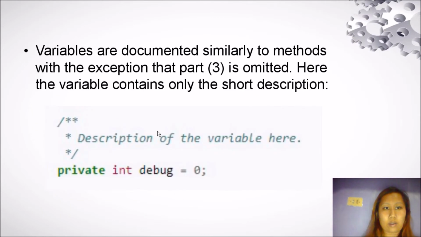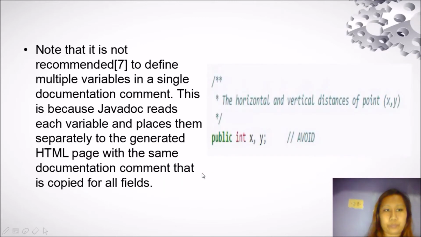Here, the variable contains only the short description of the variable. We have private int debug. This is a variable having 0. Note that it is not recommended to define multiple variables in a single documentation comment.